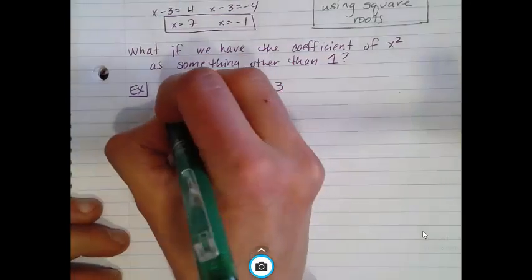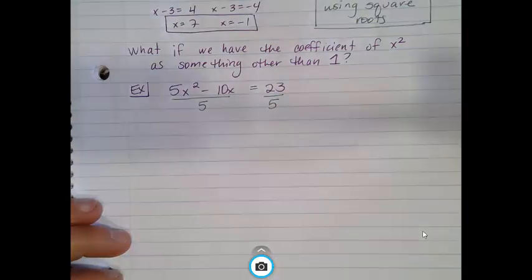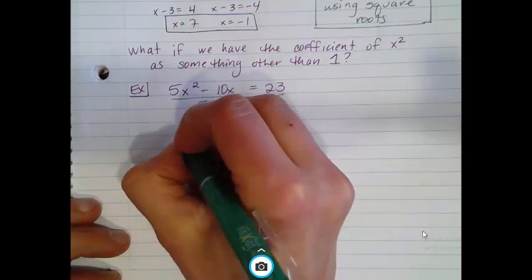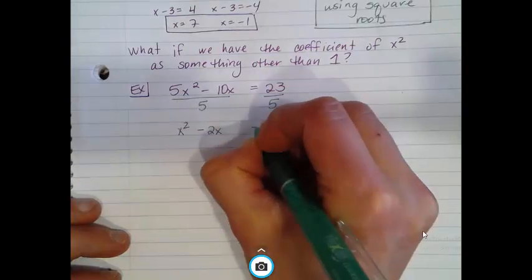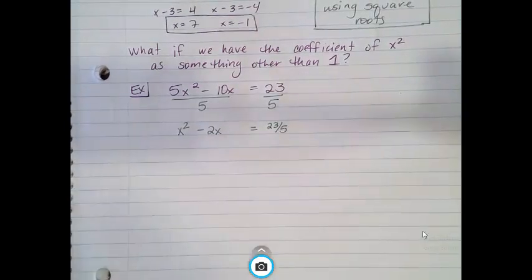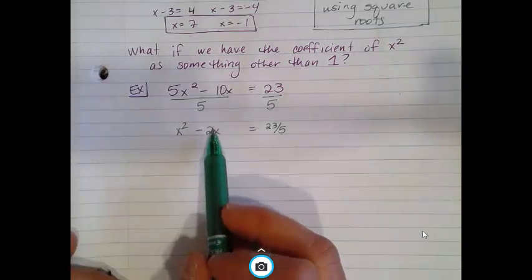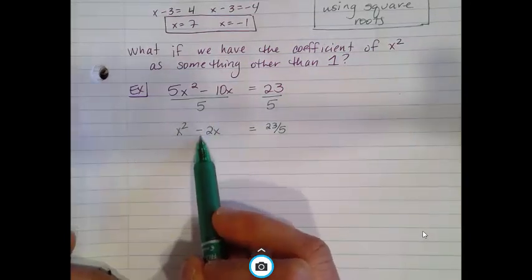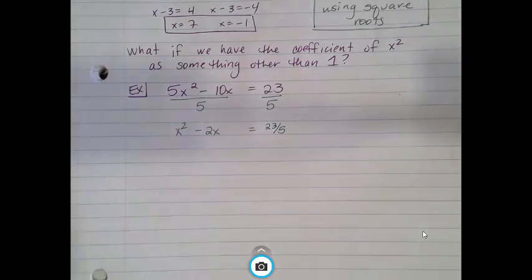So if you divide by 5 on this side of the equation, you're going to have to do it over here as well. So then I've got x squared minus 2x equals 23 over 5. That's a little bit annoying because it's a little bit messy, but no big deal. I'm going to play the same game here, where I take the coefficient of the x, divided by 2, and square it to find this number right here. So negative 2 divided by 2 is negative 1, and that means that I'm going to add 1 to both sides.